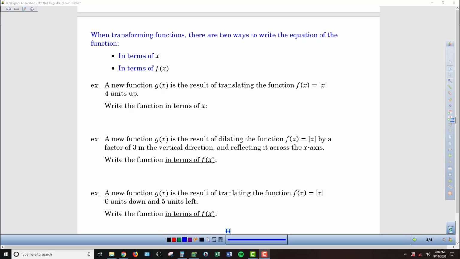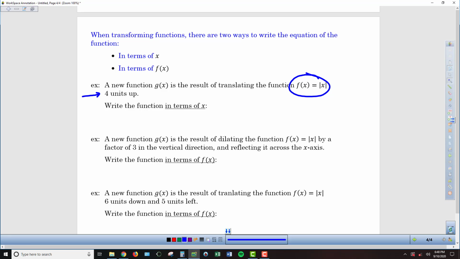The other thing we're asked to do from time to time, when we're trying to take a parent function and move it around, translate it, dilate it, reflect it, is to write the equation of the function having been given the information about the graph. So for the one that we see here, a new function g of x, based off of the original absolute value of x, the original is called f of x, and we're being told that this one's going to be moved up 4 units.